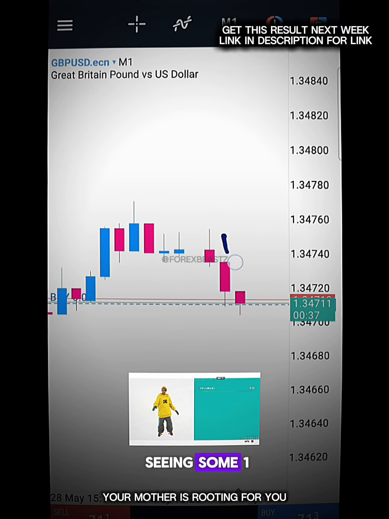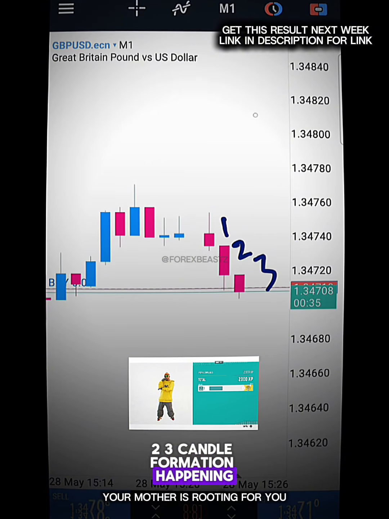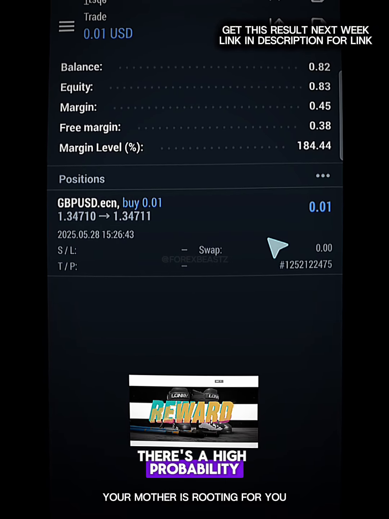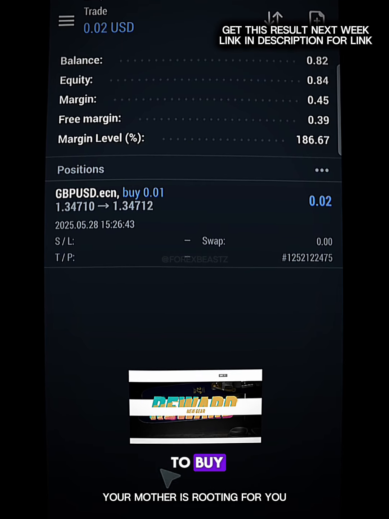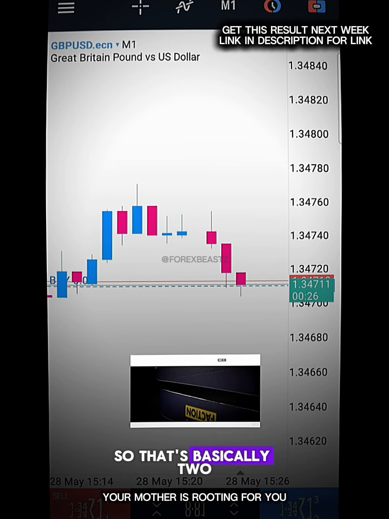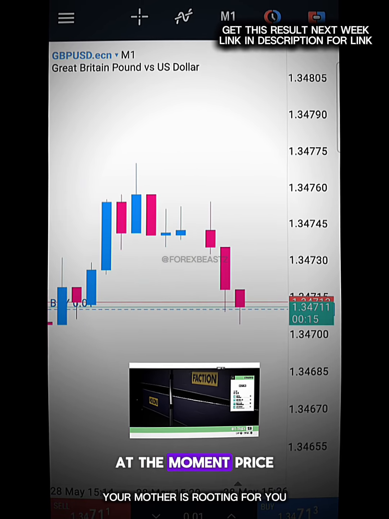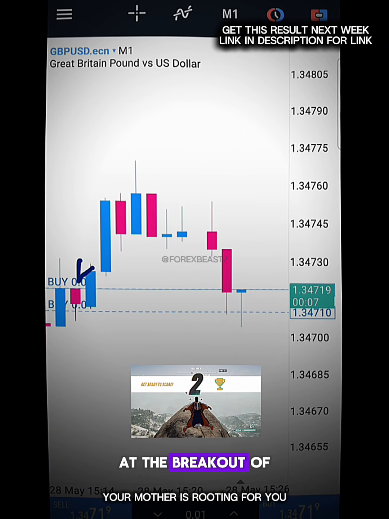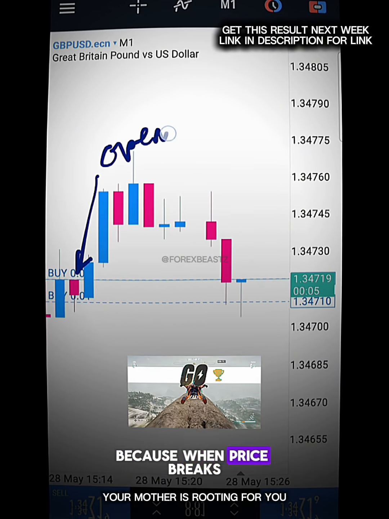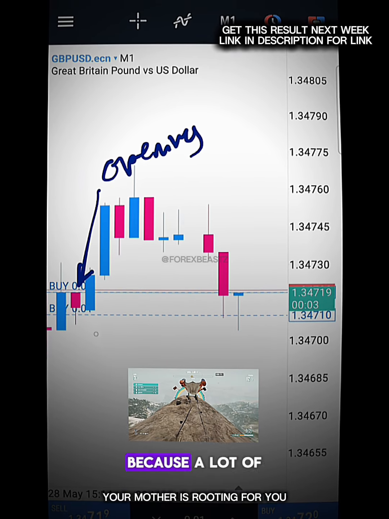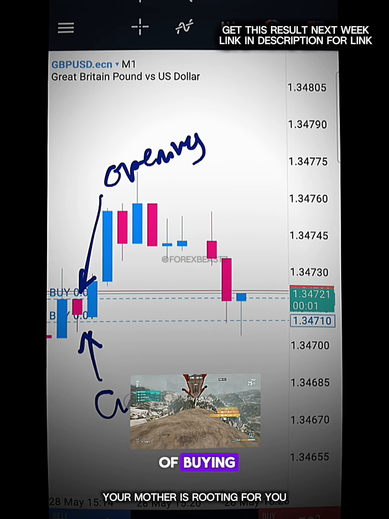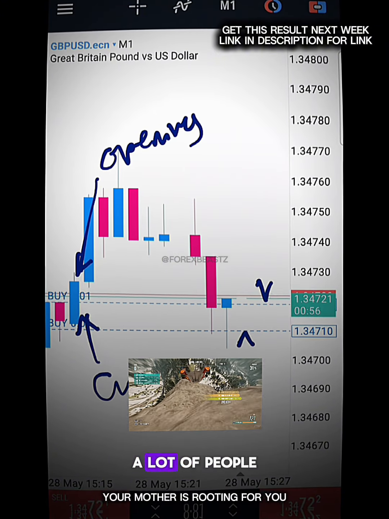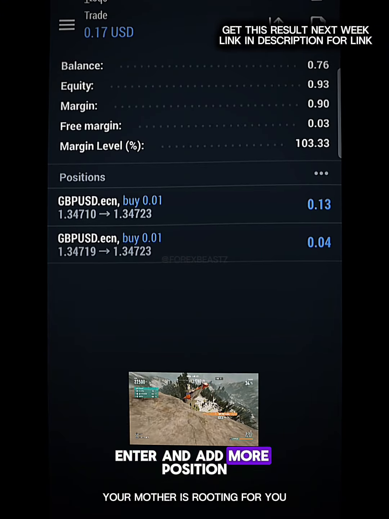And then I saw some 1 2 3 candle formation happening, and when this kind of formation happens, there's a high probability that price is going to buy after the third candle. So that's basically 2 confirmations like this. At the moment price spiked up for a little bit, I added another position at the breakout of that candle there, because when price breaks out of a candle, there's less liquidity, because a lot of people will be scared of buying because of some candles, and when it eventually passes those candles, a lot of people are going to enter and add more position.